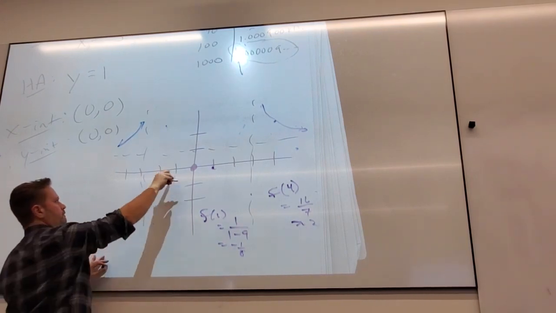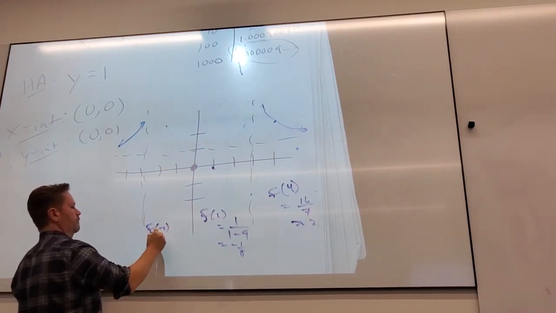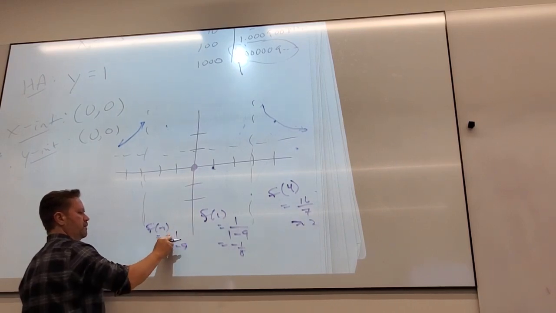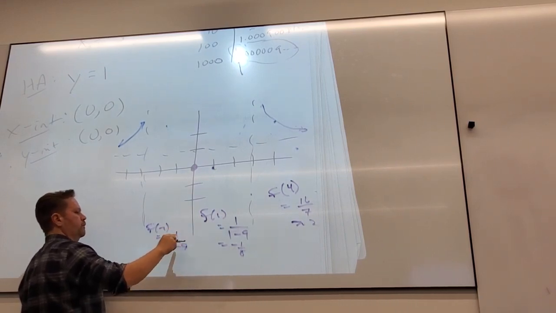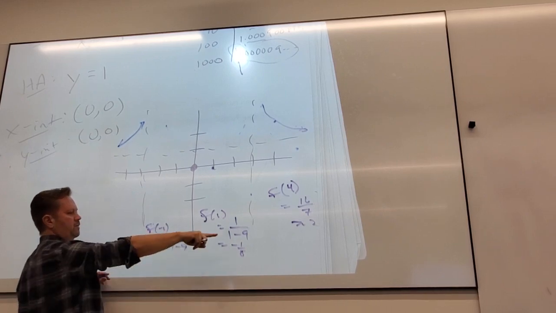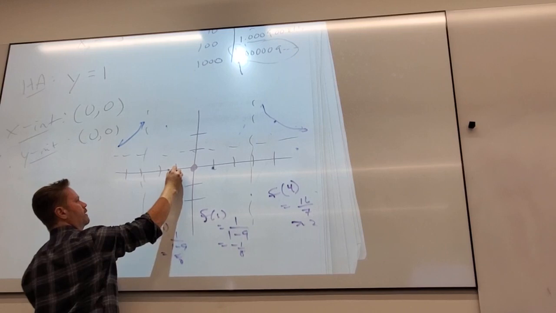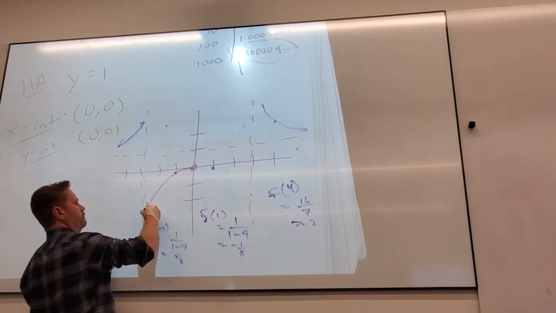What about negative 1? So negative 1 squared over negative 1 squared minus 9 is going to be symmetric. You see that? It's negative 1/8. Are you guys with me? Yeah. So therefore, it must look like this.